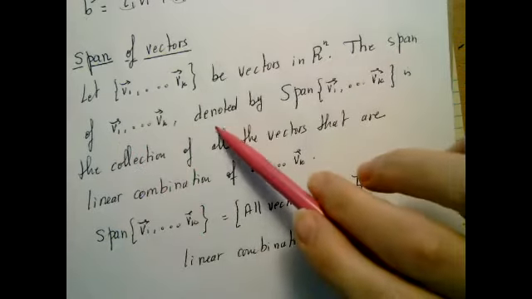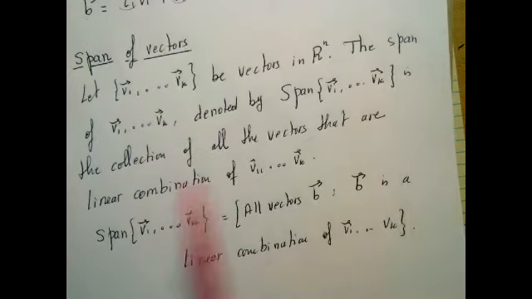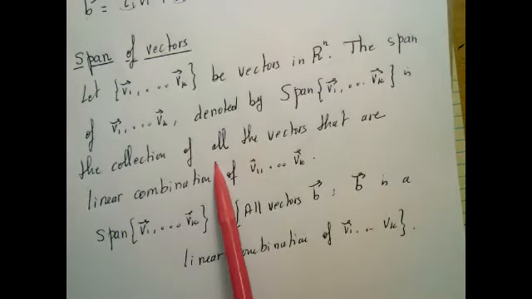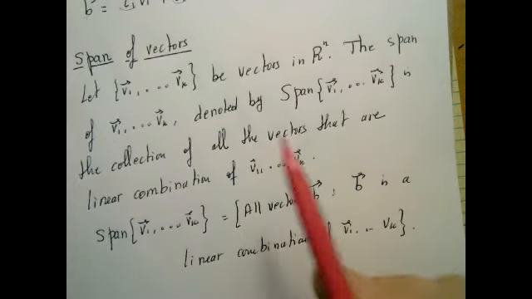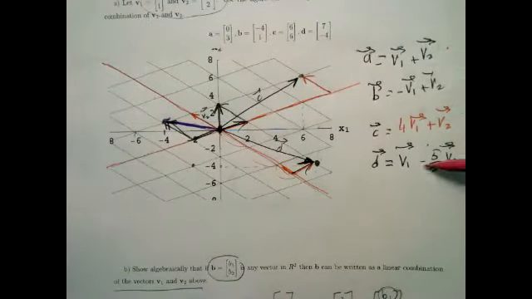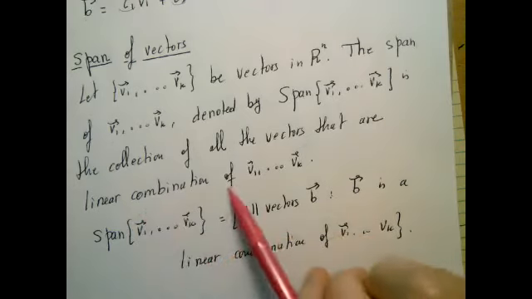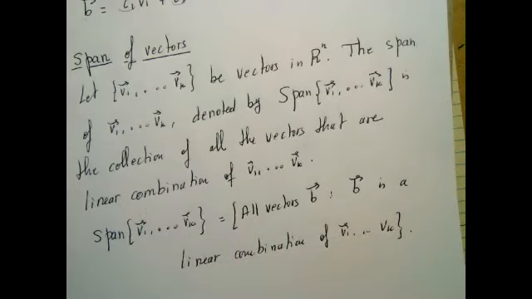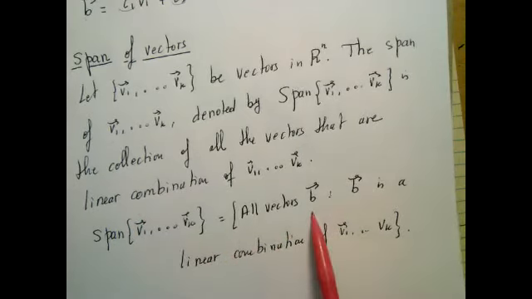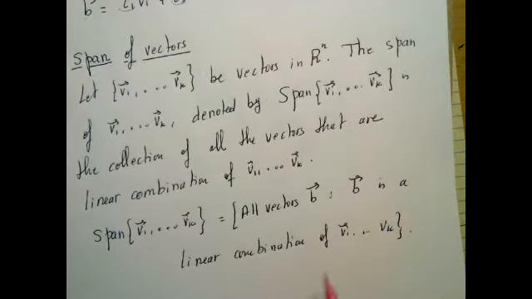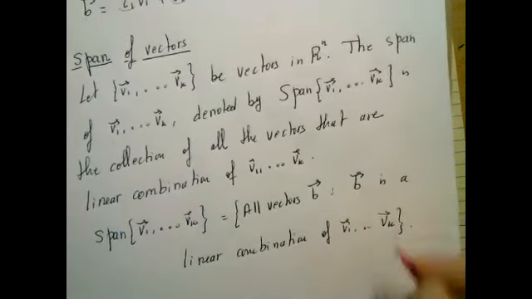The span, denoted by, so that's the notation, is the collection of all the vectors that are linear combinations of V1 through Vk. Because if you have two vectors, as realized in this problem, I can have a lot of linear combinations of them. We actually even showed that every vector is a linear combination. So in words, the span is all vectors B such that B is a linear combination of V1 through Vk. That's really what the span is.